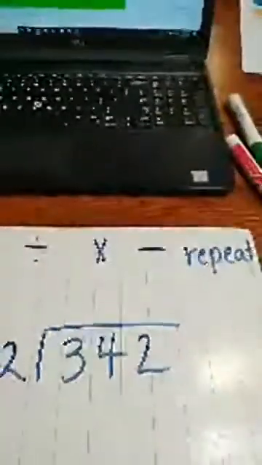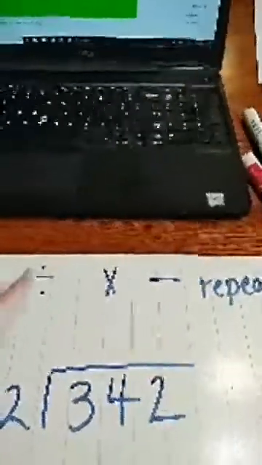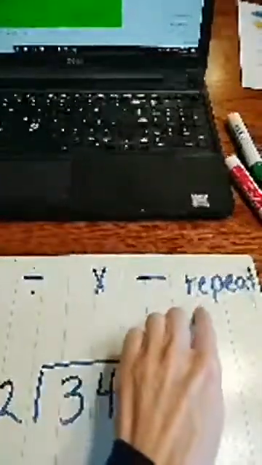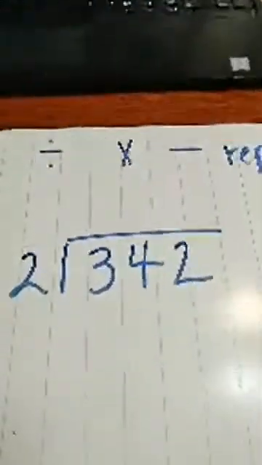Okay, I've got a little something up here. Divide, multiply, subtract, repeat. This is what we do when we do long division. We first divide, we then multiply, we subtract that number, and then we repeat the process until we're done. Let's keep that in mind when we're doing long division.